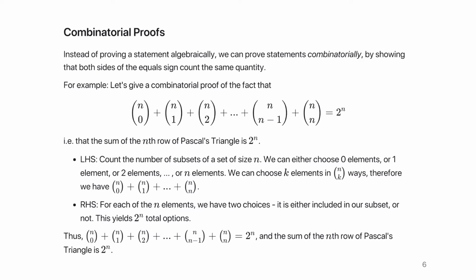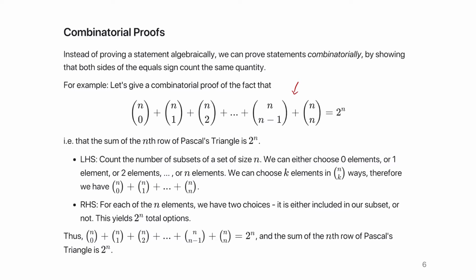Okay? And so the first one we'll look at is a combinatorial proof of the fact that the sum n choose 0 plus n choose 1 plus n choose 2 plus ... through n choose n is equal to 2 to the n, which is a proof that the sum of the nth row of Pascal's triangle is 2 to the n. Do you agree with that? Because these are just the elements in the nth row of Pascal's triangle.